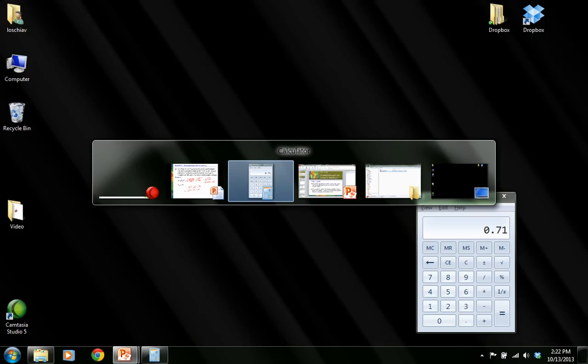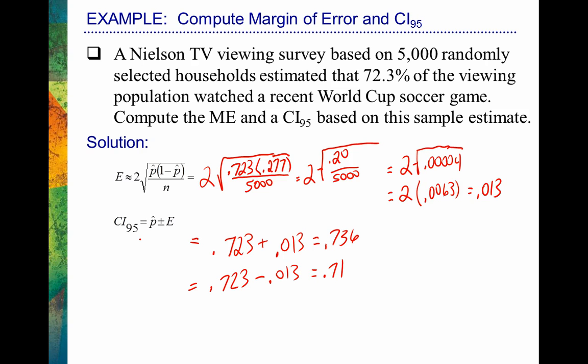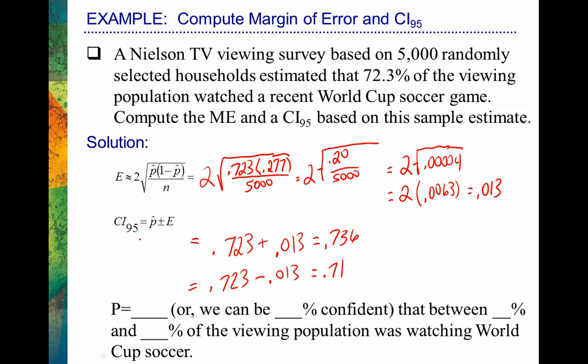All right, let's go ahead and interpret this. I'm sorry, let's go back to our slideshow. Let's interpret what we have here. Remember, we have 3 important factors essentially in our interpretation. So the probability level is one of them. We're working on 95% confidence intervals. So the probability equals 0.95. In other words, we can be 95% confident that between 71% and 73.6%, let's just round that off to 74%, of the viewing population was watching World Cup soccer.